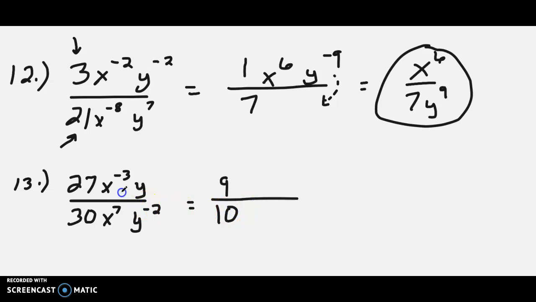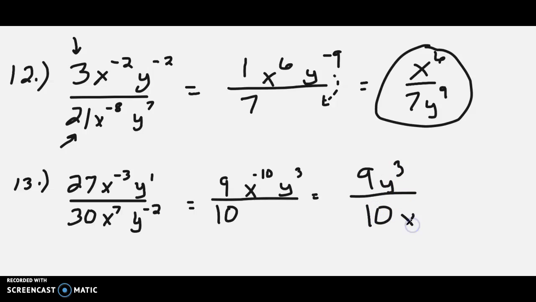All right, focus on the x's, -3 minus 7, x to the -10. I'll move him in a little bit. There's no exponent on the y, but it's there. It's a 1. And 1 minus -2 is y to the 3rd power. The only thing left to do is to put that x in the denominator. So we have 9y to the 3rd over 10x to the 10th power. See, when you move something from the numerator to the denominator or vice versa, it changes the sign of the exponent.